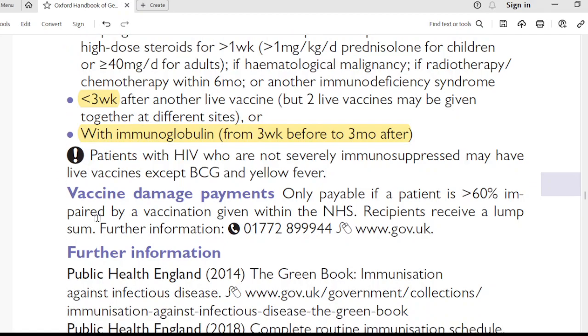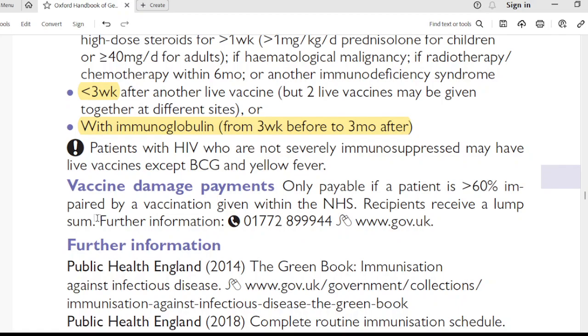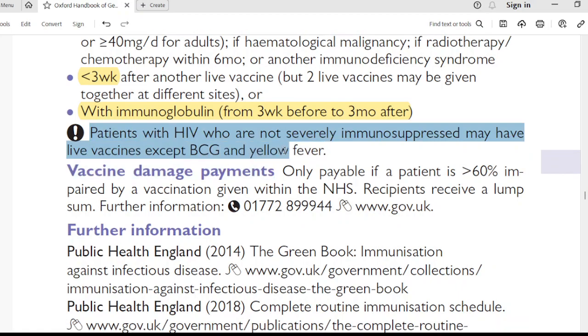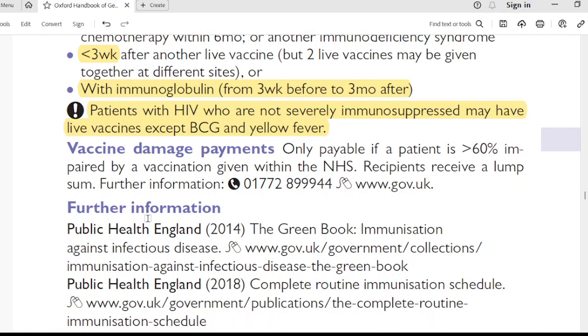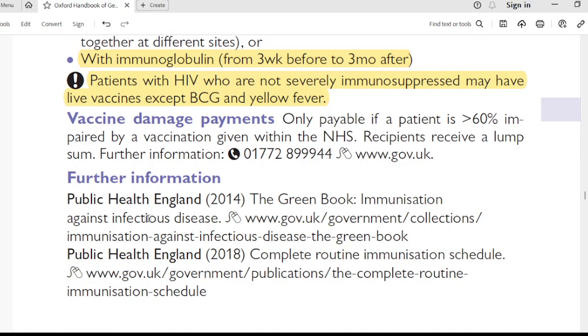immunoglobulin. Patients with HIV who are not severely immunocompromised may have live vaccines except BCG and yellow fever. Okay. BCG and yellow fever should not be given to HIV patients. Other live vaccines can be given.